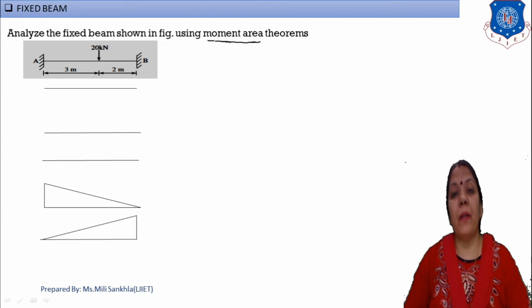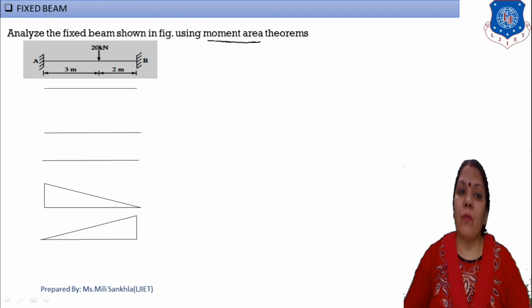Now what is the moment area method? First of all, we check the given beam. If our given beam is subjected to unsymmetrical loading, then we use two moment area theorems, theorem 1 and theorem 2. If our given fixed beam is subjected to symmetrical loading, then it is solved by one theorem, moment area theorem number 1. Look at this: this distance is 3 meters and this distance is 2 meters. That means this given beam has unsymmetrical loading, so here we solve this example with theorem 1 and theorem 2. Now one by one we start.